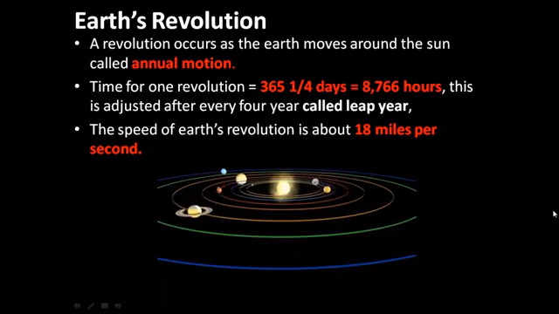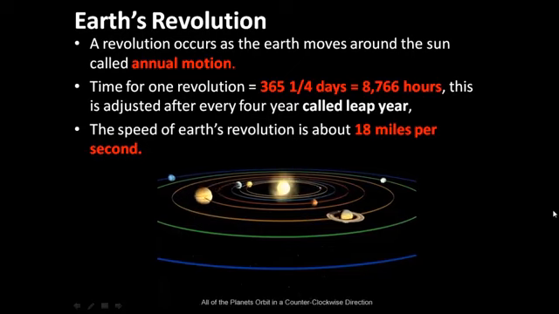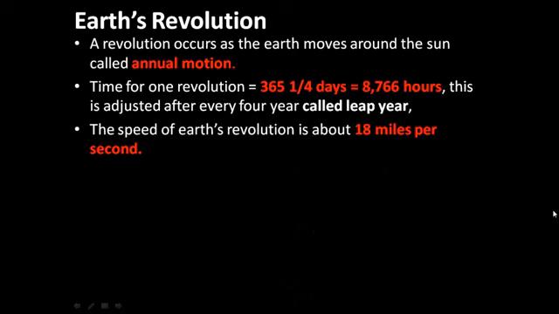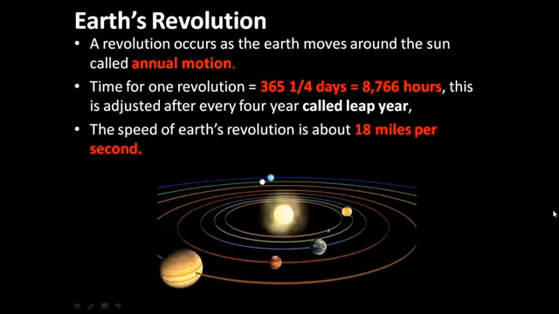Time of revolution is 365 1/4 days, which equals 8766 hours. This is adjusted after every 4 years, called a leap year. The speed of the Earth's revolution is about 18 miles per second on its own orbit.